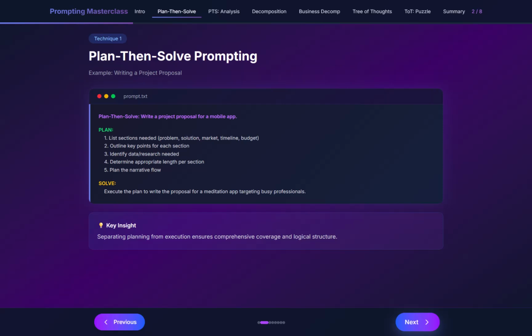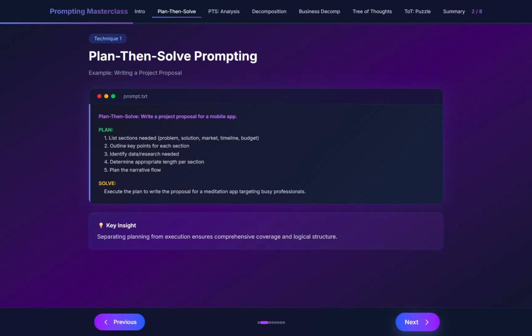A plan then solve framework forces the model to first design a solution strategy before generating the final answer. Here is the structure. First, you explicitly ask the model to plan. Only after that, you ask it to solve. In this example, instead of saying write a project proposal, we split it into two phases. The planning phase defines the sections, structure, research, and the narrative flow. Only after the plan is created, we move to execution.